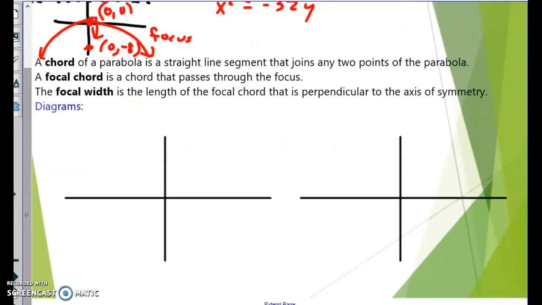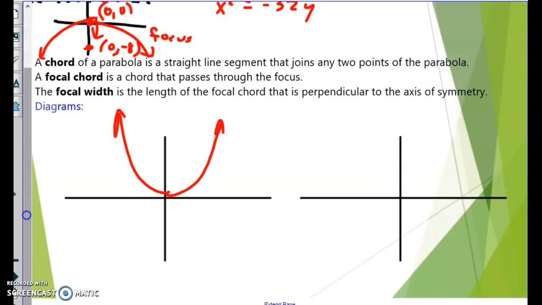A chord of a parabola is a straight line segment that joins any two points on a parabola. A focal chord is a chord that passes through the focus. A focal width is the length of a focal chord that is perpendicular to the axis of symmetry. Okay. So let's take a look at a couple pictures here.